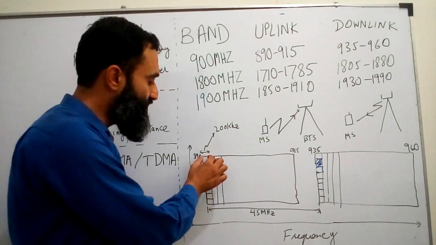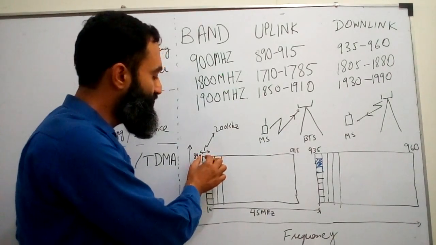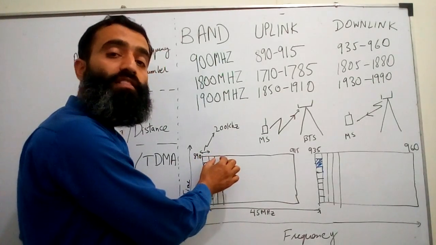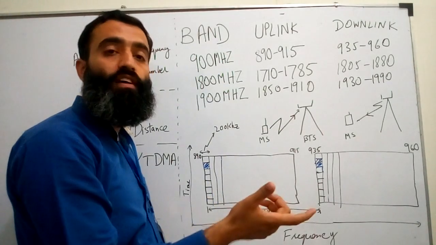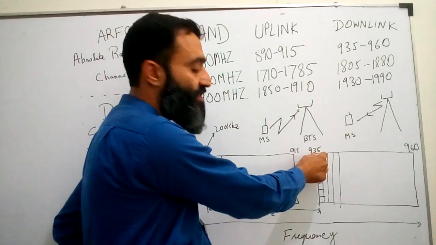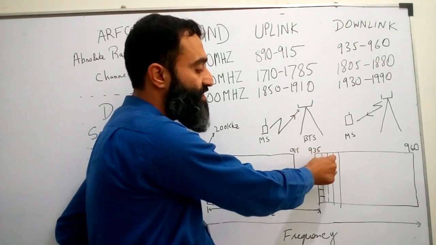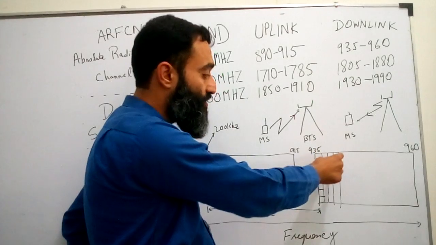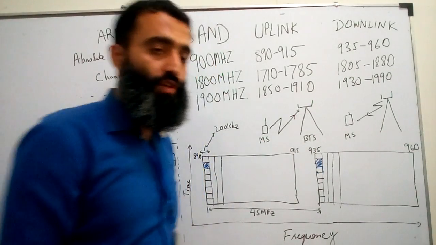Like, this is the first uplink channel of 200 kHz. This is the second uplink channel of 200 kHz. This is the third uplink channel of 200 kHz. And similarly, this is the first downlink channel of 200 kHz. This is the second downlink channel of 200 kHz. And this is the third downlink channel of 200 kHz.